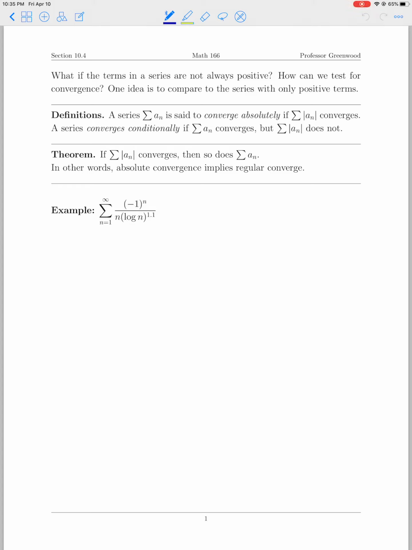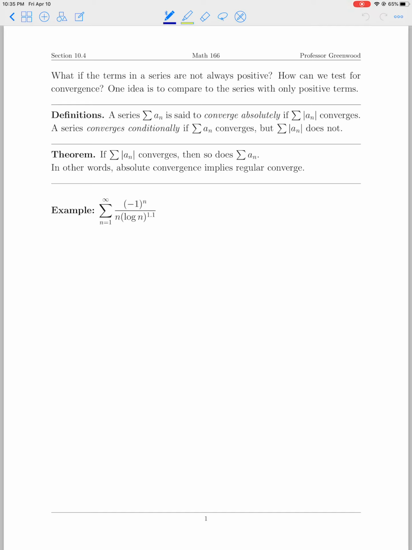So far, we've focused on convergence tests for series that only have positive terms. But what if that's not the case and a series has some positive terms and some negative terms? How can we test for convergence in that case? Today, we're going to look at a few different tests for this sort of scenario.